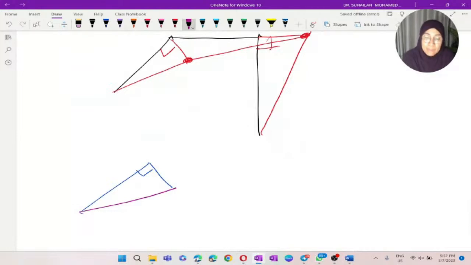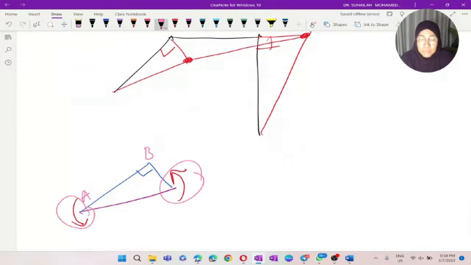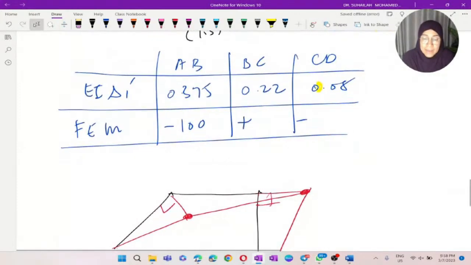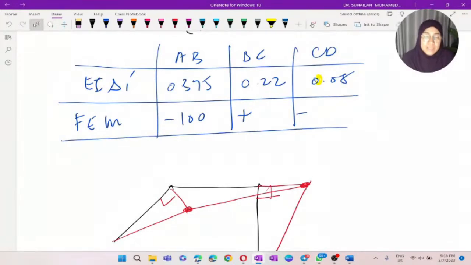So the fixed end moment will push in this direction, pushing A and B, so that the purple line will move back to its original position. So this one is A and B. This and this both are negative because of the behavior. It is counterclockwise, and counterclockwise is negative. So that is why the FEM for AB is negative. Same goes to CD.